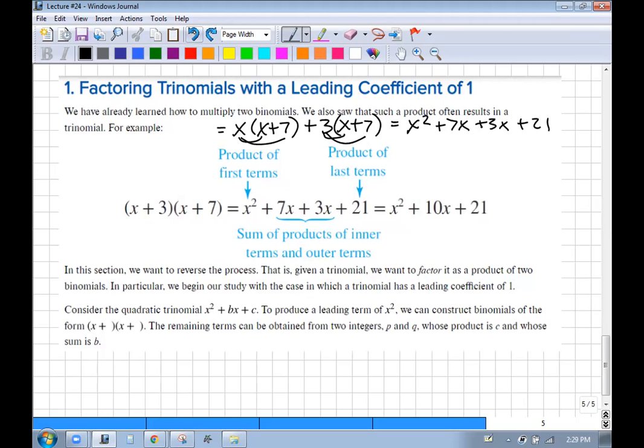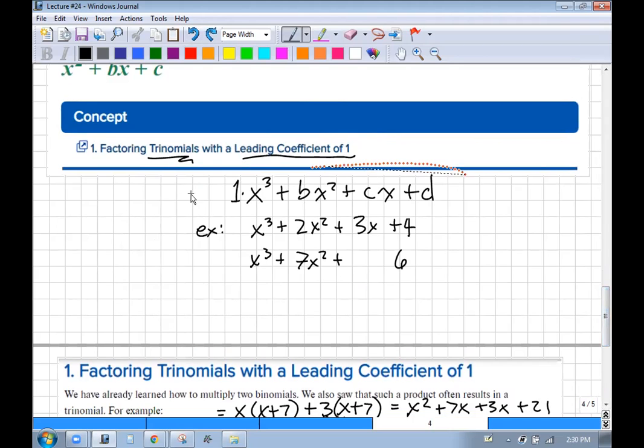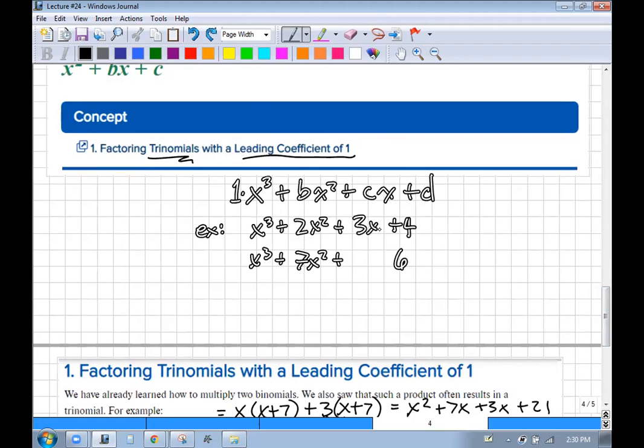So what we want to do now is go backwards. If we're given this, we want to be able to rewrite that as this. And you know what, I told you wrong up here. These aren't trinomials. This is a trinomial. I went one power higher. A trinomial only goes up to x squared. So let's try this again.